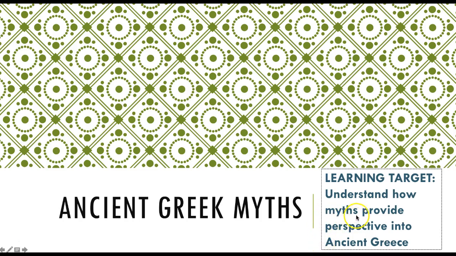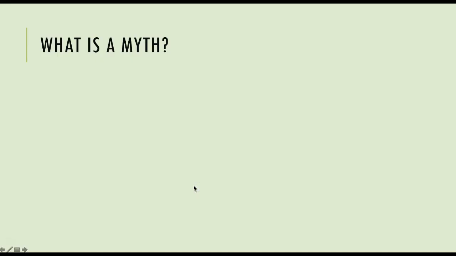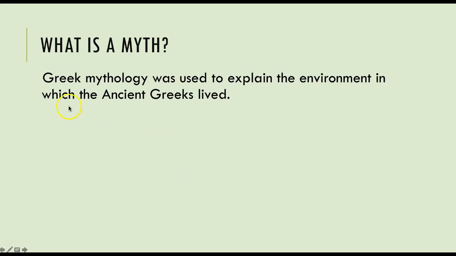So we're going to study and understand what a myth is first of all, and then we will understand how it gives us perspective, how we are able to understand what the people of ancient Greece believed, what they thought, what they valued. So here we are at the beginning. What is a myth? In Greek mythology, a myth was used to explain the environment in which the ancient Greeks lived. It was a way to explain the how and the why of the world.